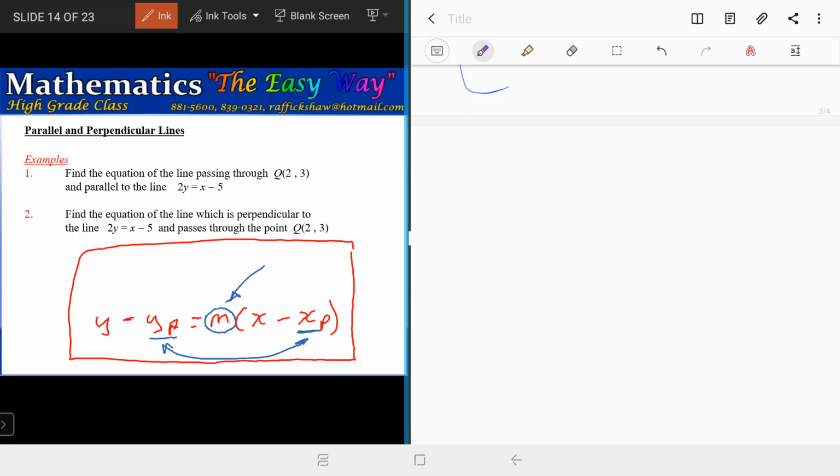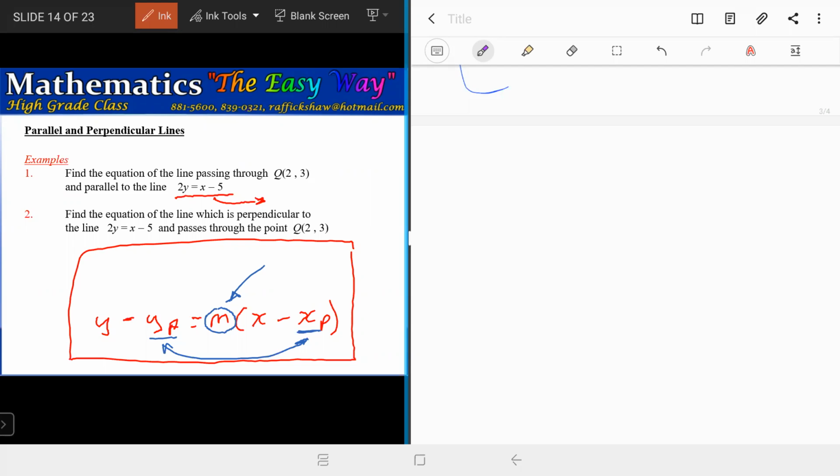And instead of telling us the gradient of the other line, they gave us the equation of the other line, because they know that we can put this equation in the form y equals mx plus c and get the gradient from that. You understand that so far? Yes, sir. Good. So you just follow that sequence, right?